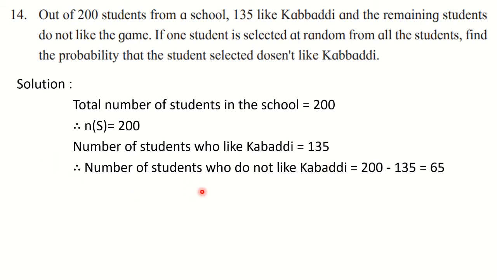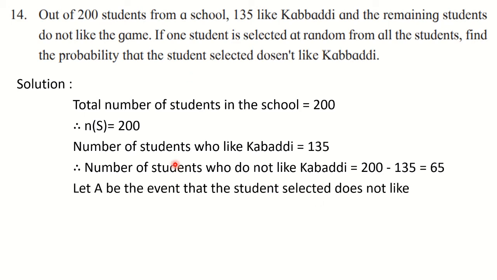Therefore the number of students who do not like kabaddi is 200 minus 135, that is 65. Now this is our n of A. Now we are going to take the event. Event A is that the student selected doesn't like kabaddi. Don't select the event first. First find the number of students who do not like kabaddi, and then write the condition for the event. Let A be the event that the student selected does not like kabaddi, and therefore n of A is 65.